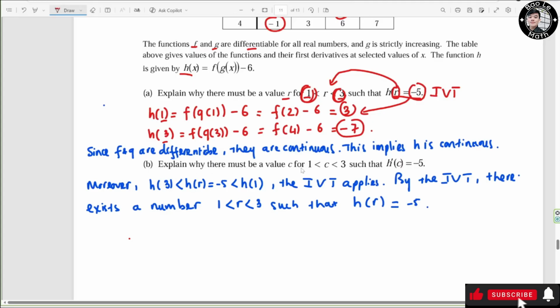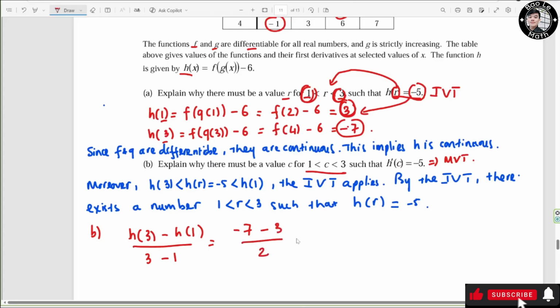Explain why there must be a value of c for c between 1 and 3 such that h prime of c equals negative 5. Alright, so we're going to use the MVT, right? We need to calculate h of 3 minus h of 1 over 3 minus 1. h of 3 equals negative 7 right here, minus h of 1 equals 3 right here, over 3 minus 1 equals 2. So it's negative 10 over 2 equals negative 5, which equals h prime of c, right?